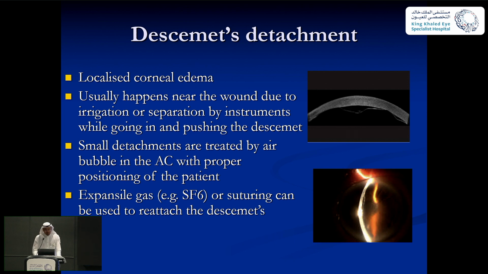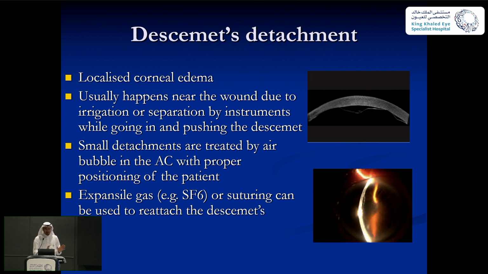Descemet detachment can cause localized corneal edema. It usually happens near the wound due to irrigation or separation by the instrument. You are going in and out through the incision, and you are applying some pressure to the Descemet, and this will give rise to Descemet detachment, and even the irrigation fluid can detach the Descemet. The small detachments, usually around the wound, can be observed.